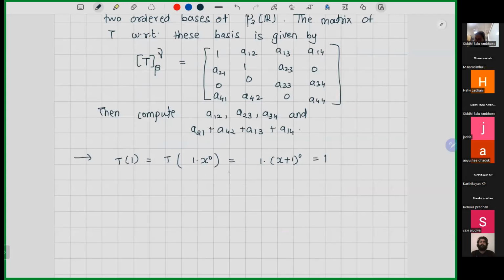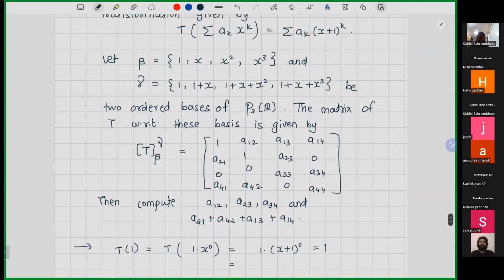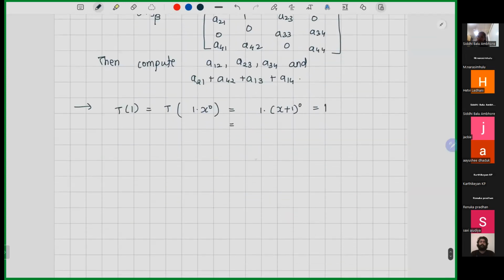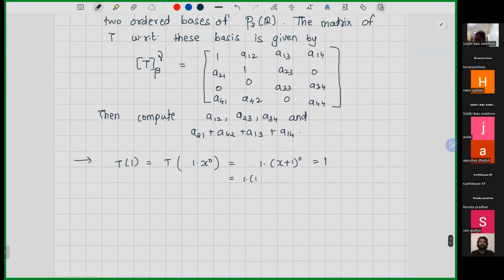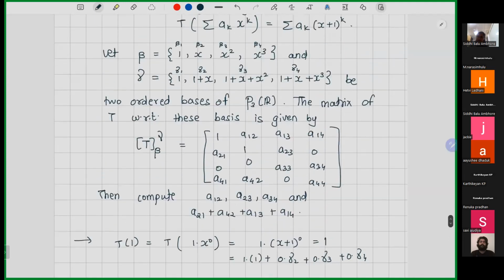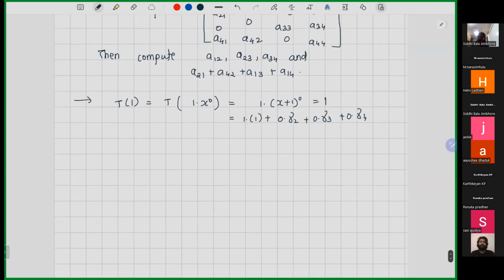And if I want to express this as a linear combination of gamma, let me give this naming: this is beta 1, this is beta 2, this is beta 3, this is beta 4. And let us write this as gamma 1, gamma 2, gamma 3 and gamma 4. So in that case, 1 is just 1 dot gamma 1 plus 0 gamma 2 plus 0 gamma 3 plus 0 gamma 4, right? Because 1 is in gamma, so 1 into 1, and the rest of the coefficients we are taking to be 0.